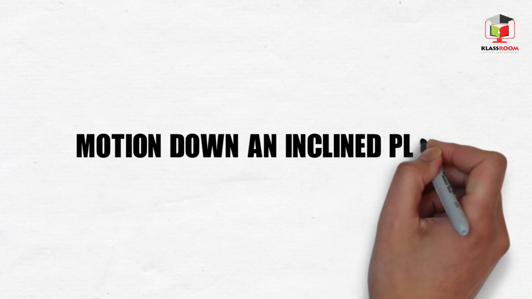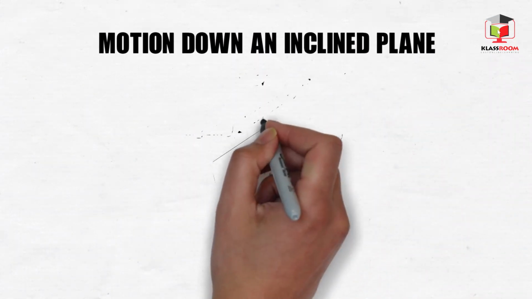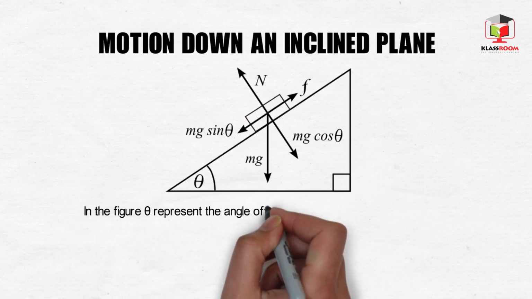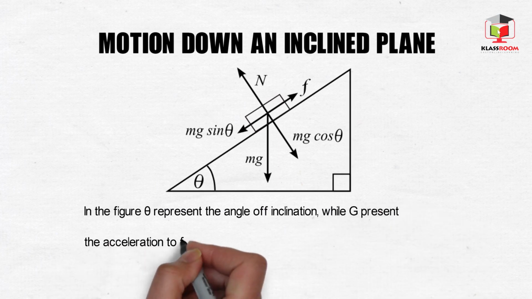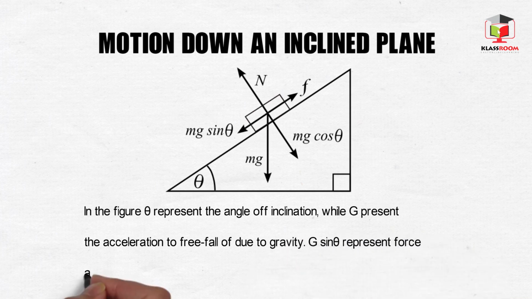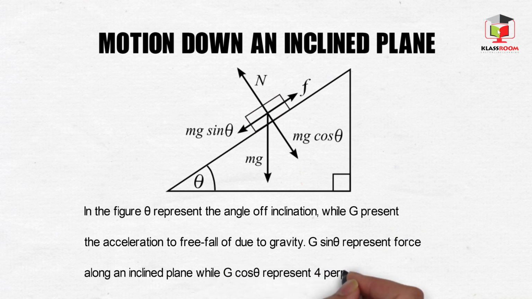Motion down an inclined plane. The figure below shows the motion of an object sliding down an inclined plane. In the figure, theta represents the angle of inclination, while g represents the acceleration due to free fall due to gravity. G sin theta represents force along the inclined plane, while g cos theta represents force perpendicular to the plane.